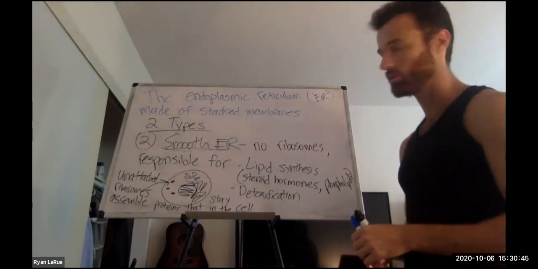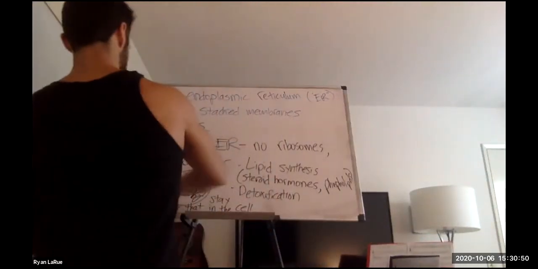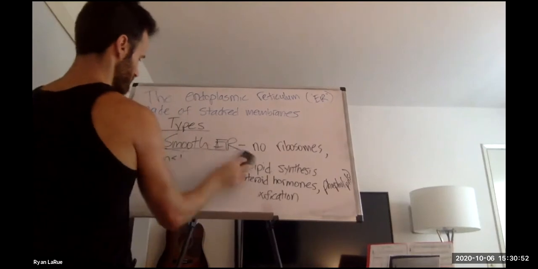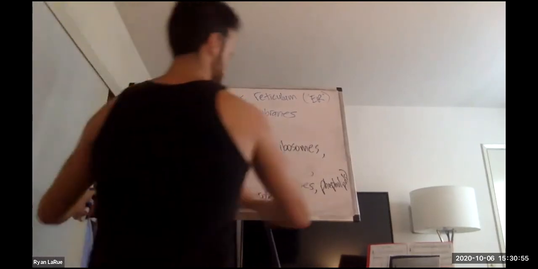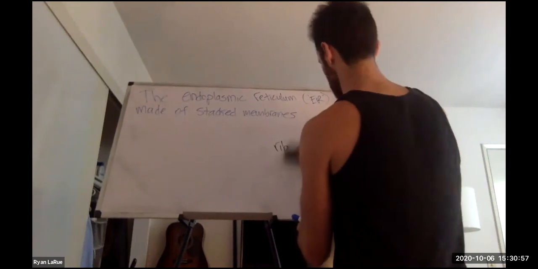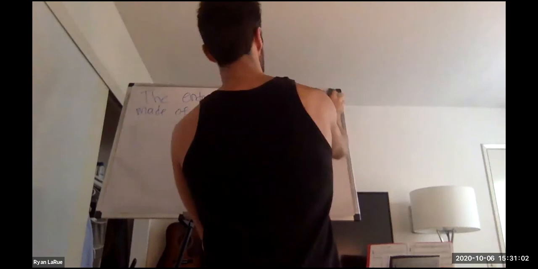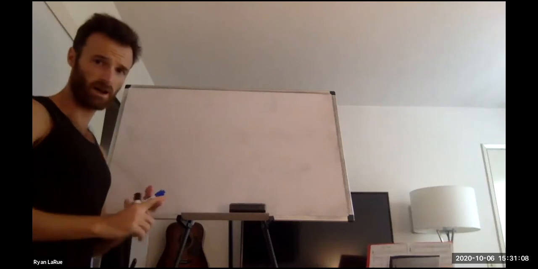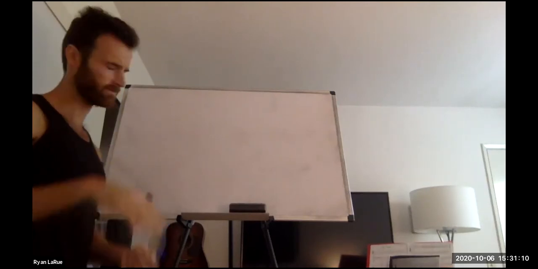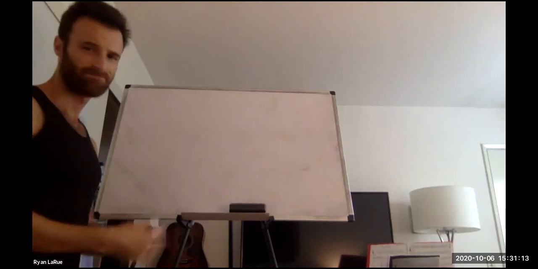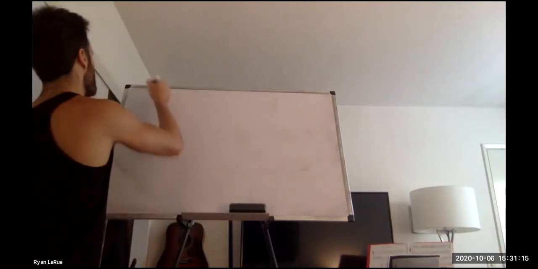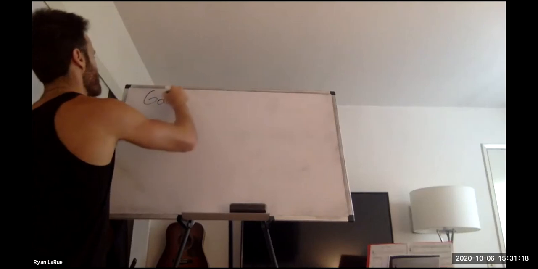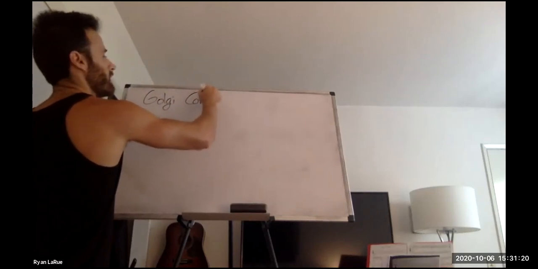Then let's move on to our next organelle, the Golgi. So the Golgi sometimes has a bunch of names: Golgi complex, Golgi apparatus, Golgi body, any of them. Same thing. So we'll just call it the Golgi complex. I think that's what I have in my slide.